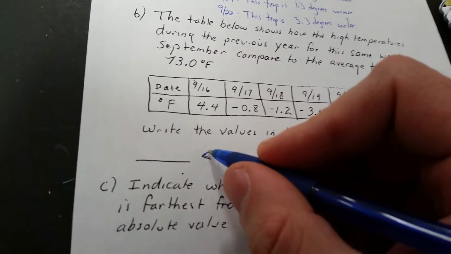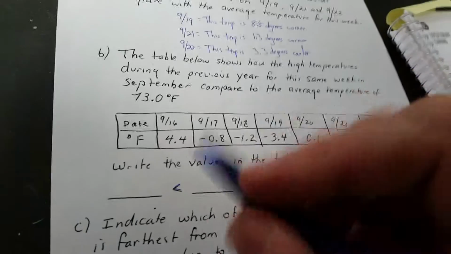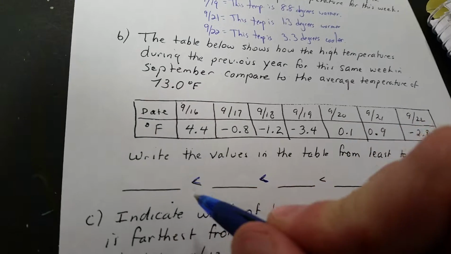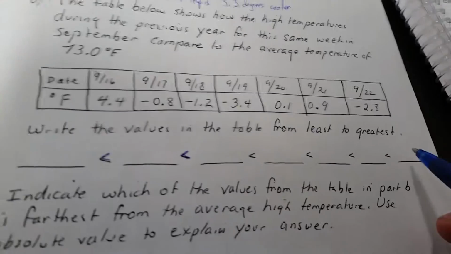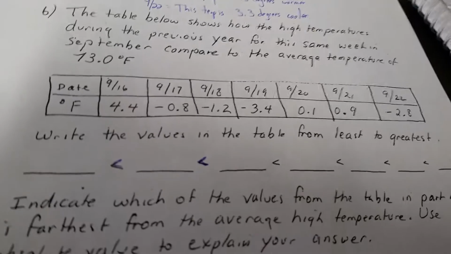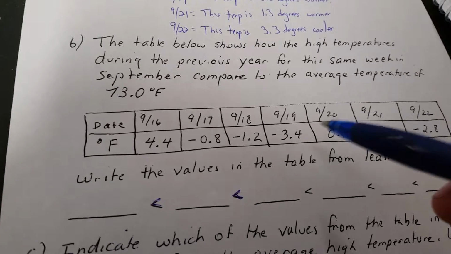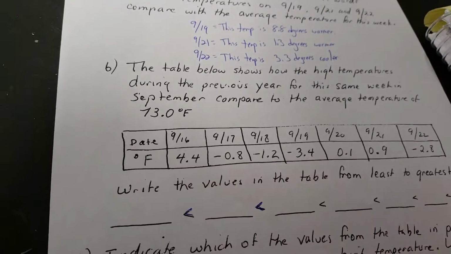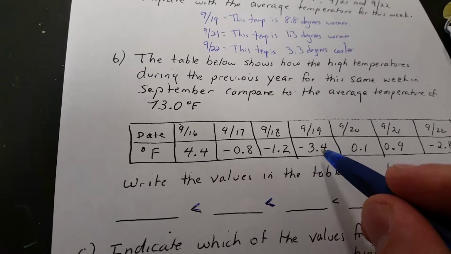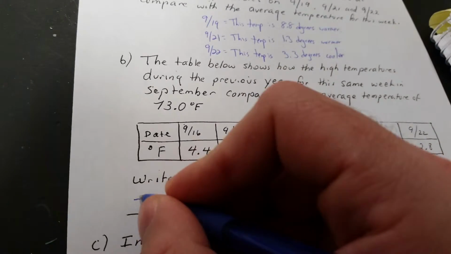All right, I like to look at this as like a mouth, and the mouth is always eating the larger value. So the value that's furthest to the left is the least value, and the value that's furthest to the right is going to be our greatest value. So in terms of integers, we know that the negative values are lesser than the positive values. So let's see. The largest negative integer is negative 3.4 degrees.